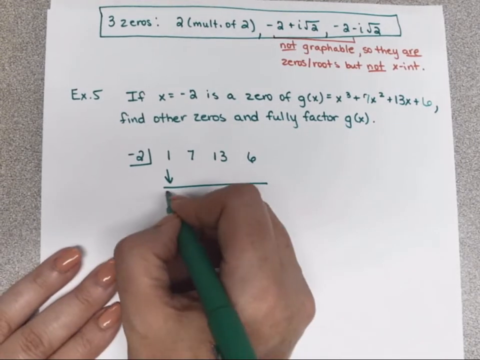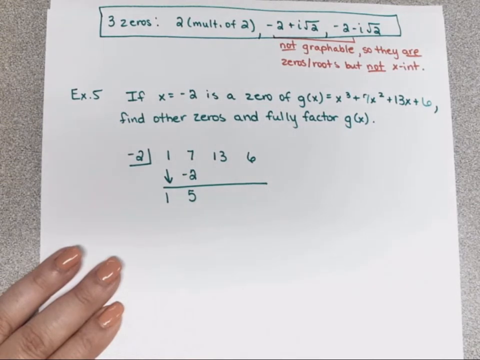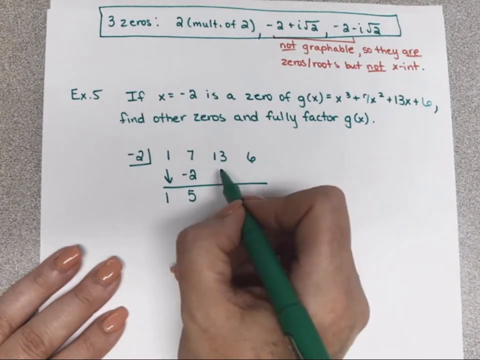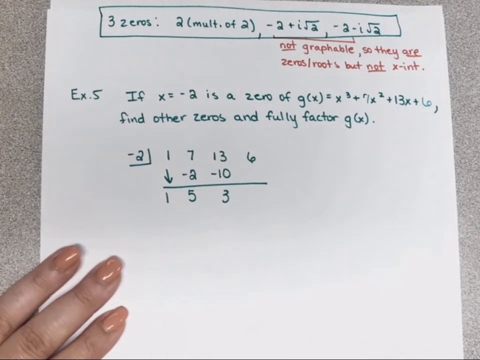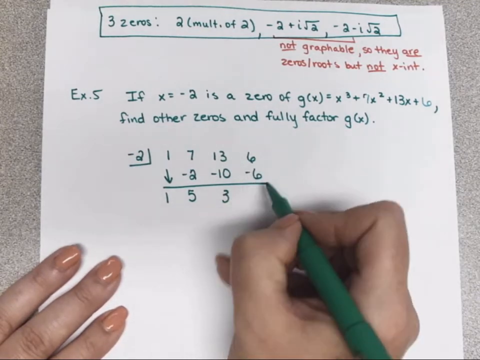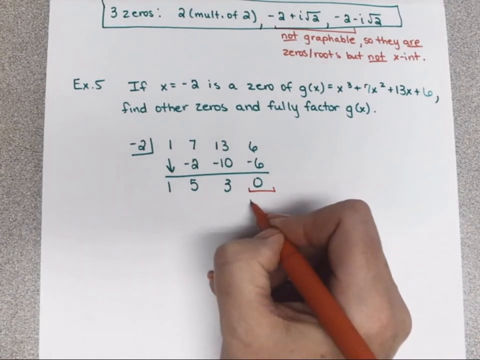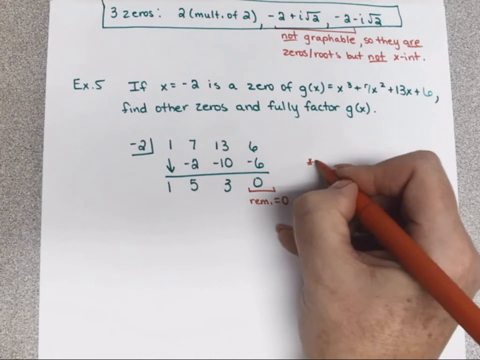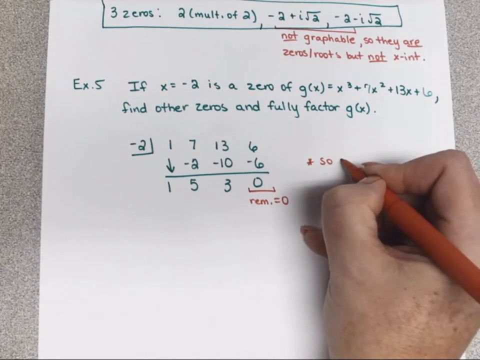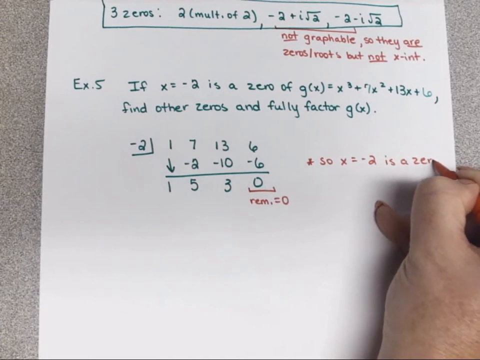So bring down the 1. 1 times -2 is -2. Here we get a 5. 5 times -2 is -10. Add that down, and then notice we get 0. No shocker there. The remainder is 0. So what does that tell us, just like I told you originally? Yeah, this is a 0.